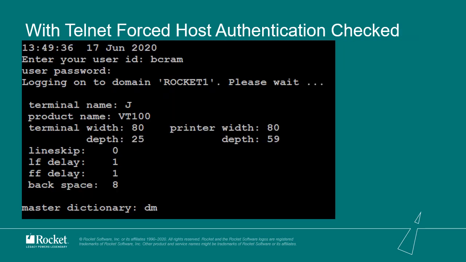This next example shows how it behaves with the Telnet Forced Host Authentication checkbox checked. It now presents the enter your user ID prompt. Once you give it a Windows user, it asks for a password. Once you give it a Windows password, it goes out and checks with Windows for the user and password validity. After that, you are asked for the master dictionary.